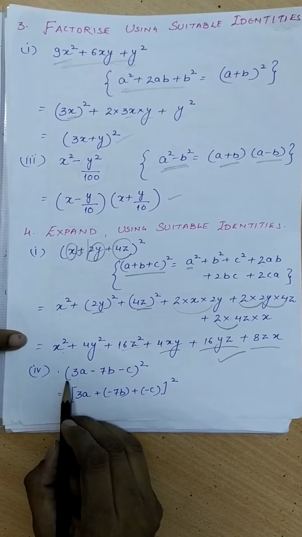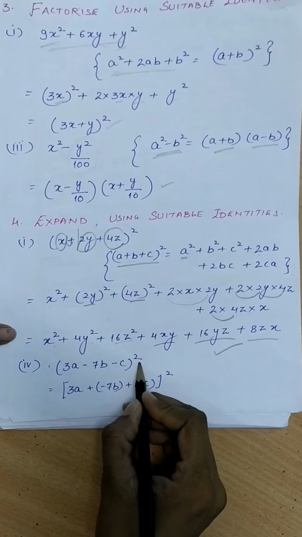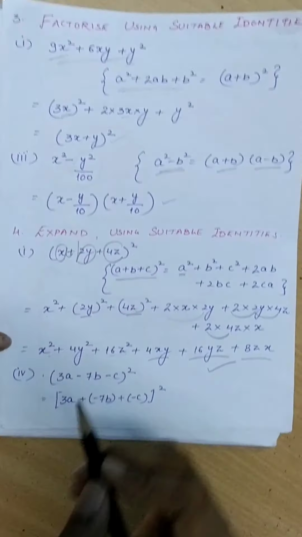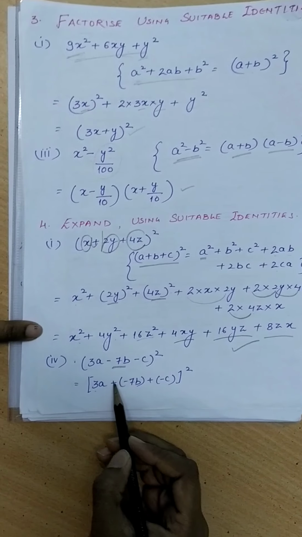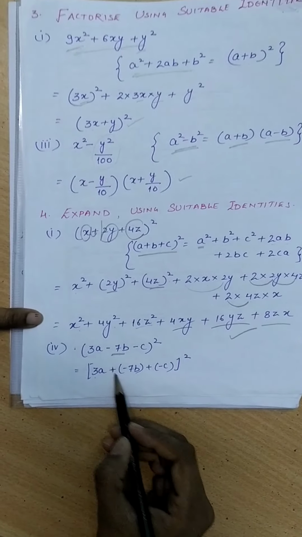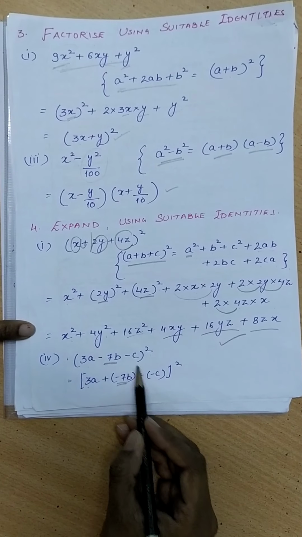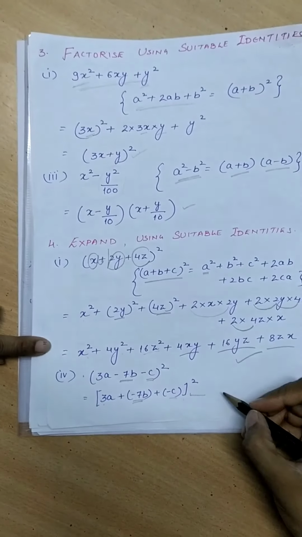Now in fourth part, it is given that (3a minus 7b minus c) whole square, and my identity is (a plus b plus c) whole square. I can convert in this way. 3a as it is. In place of this minus 7b, I can write plus sign first of all I can put, and then minus 7b I can write in bracket. Then again plus sign, and minus c I can write in bracket. Now you can solve it like this. I hope it's clear, scholars.